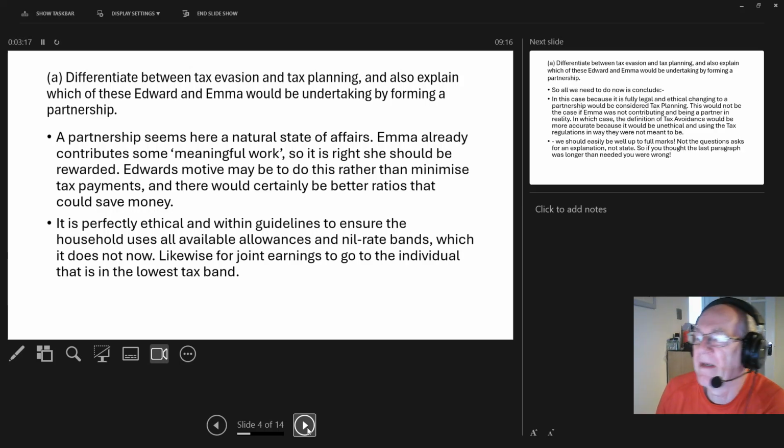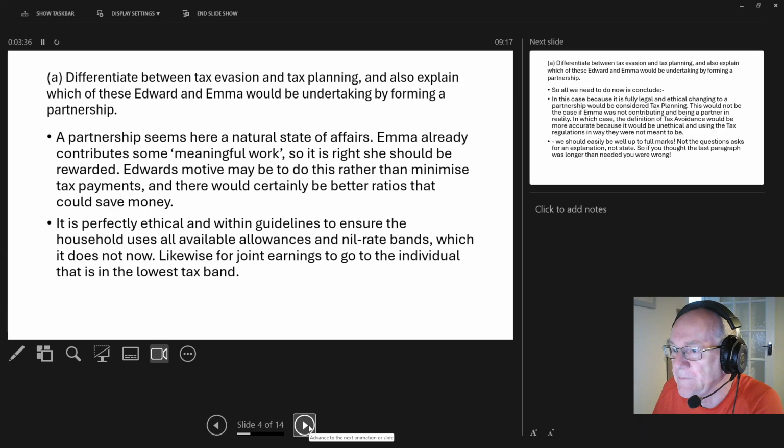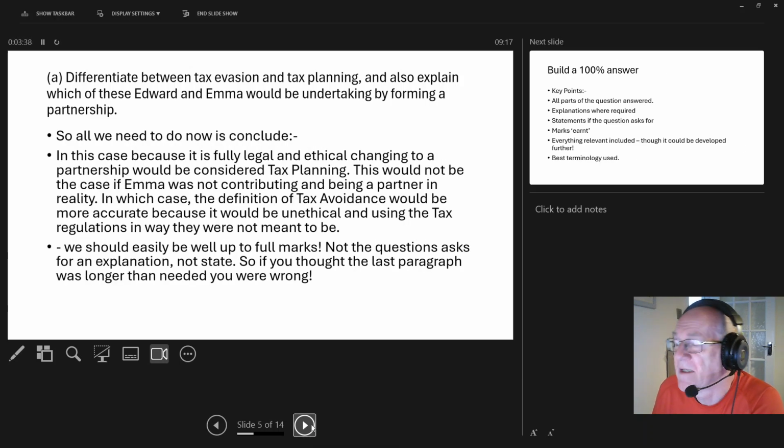It is perfectly ethical and within guidelines to ensure the household uses all available allowances at nil rates. Again, we could have said husband, wife or civil partner, which it doesn't now. Likewise for joint earnings, they go to the individual that is in the lowest tax band. So we've got so far, we're up to possibly 4 or 5 marks. We just need a good conclusion.